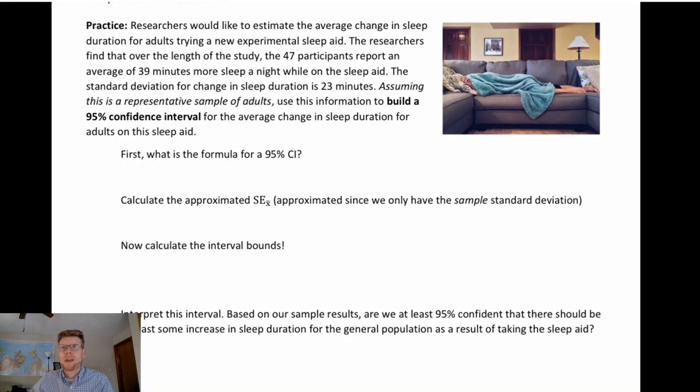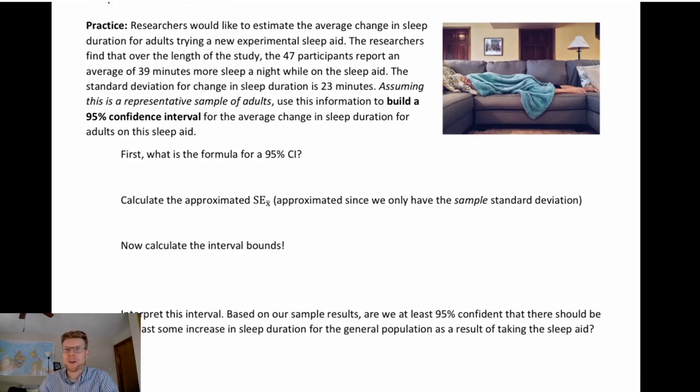Here we have a question. Researchers would like to estimate the average change in sleep duration for adults trying a new experimental sleep aid. Over the length of the study, the 47 participants report an average of 39 minutes more sleep a night while on the sleep aid. The standard deviation for change in sleep duration is 23 minutes. Assuming this is a representative sample of adults, use this information to build a 95% confidence interval for the average change in sleep duration for adults on this sleep aid.